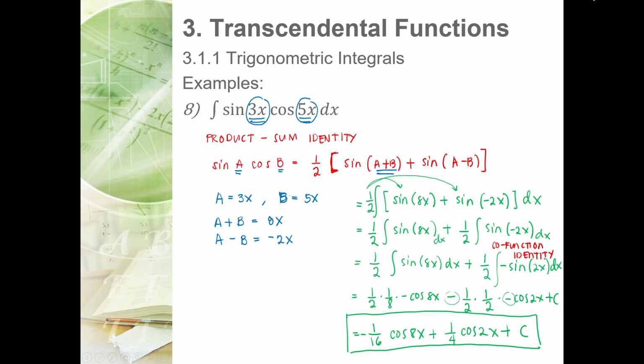So there are many identities, and I think you need to revisit your different kinds of identities. Try to print them for reference, so you don't keep searching on your search engine.